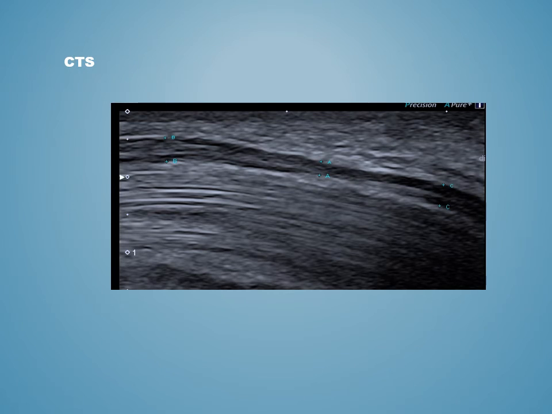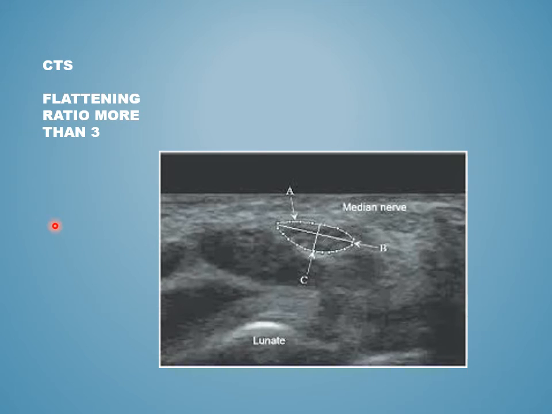Here we see a long-axis view of the median nerve with loss of its normal uniform thickness, with a narrow point noticed just under the flexor retinaculum, which is the site of entrapment. Another method is to measure the flattening ratio, in which we take the measurement of the largest dimension and the least dimension. If the ratio between them is more than 3, this goes with the carpal tunnel syndrome.